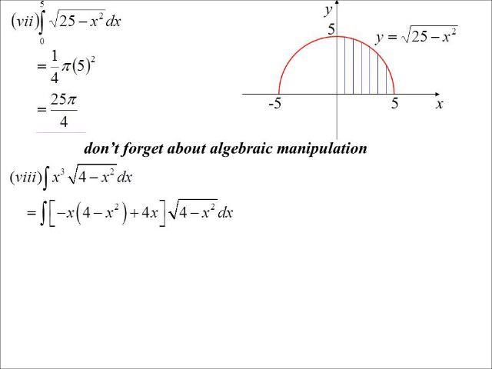Clearly. Yes. All right? Why on earth would you rewrite it? Because look what happens. I can now split it up into 2 functions. x times 4 minus x squared to the 3 on 2, derivative times function to the power of n. 4x times 4 minus x squared to the power of a half, derivative times function. I've got something I can integrate.